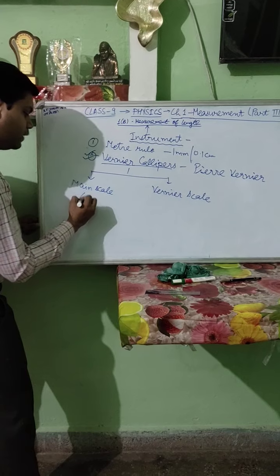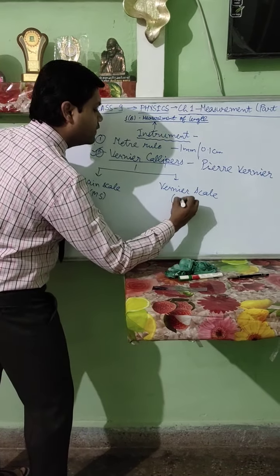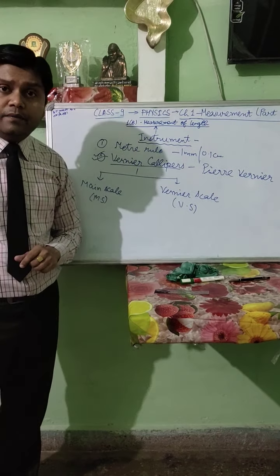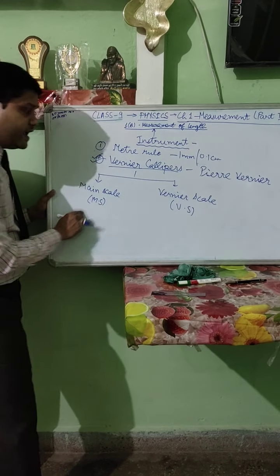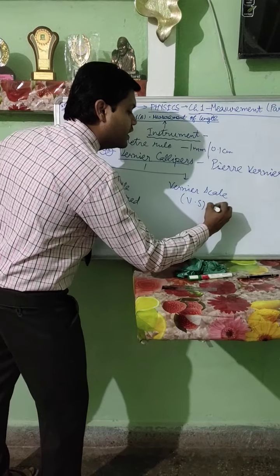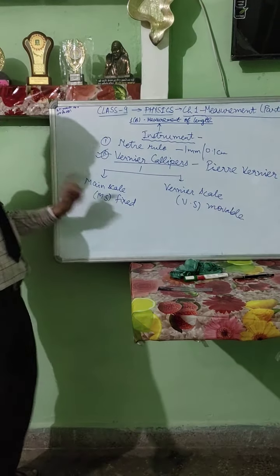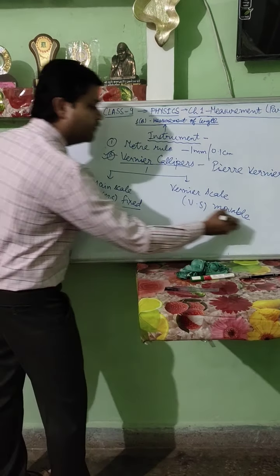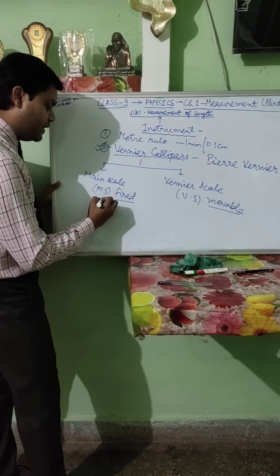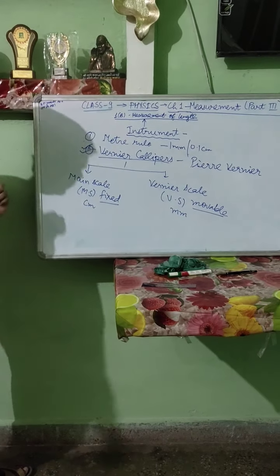Main scale is known as MS, and vernier scale can be abbreviated as VS. The important point to be remembered is that main scale is a fixed scale, whereas vernier scale is a movable scale. Main scale is fixed and vernier scale is movable. Main scale is calibrated in centimeters and vernier scale is calibrated in mm.